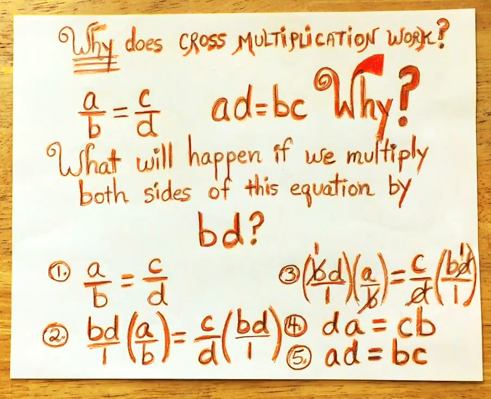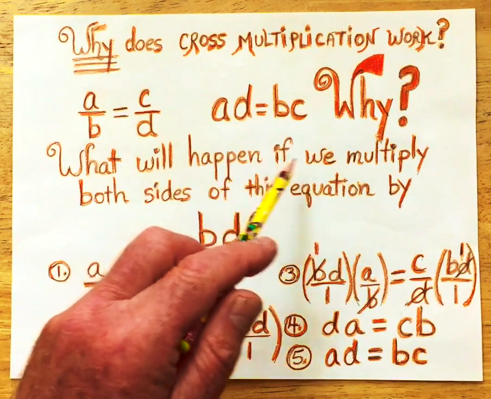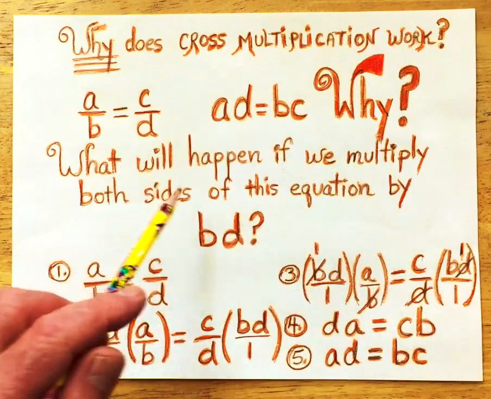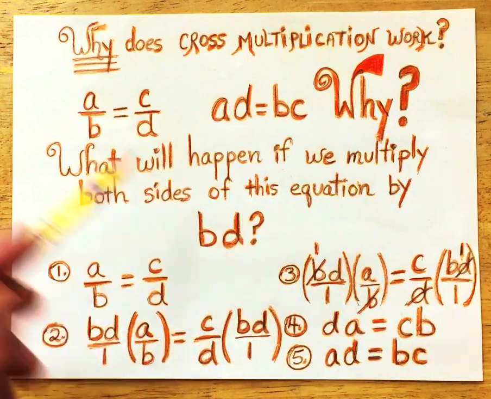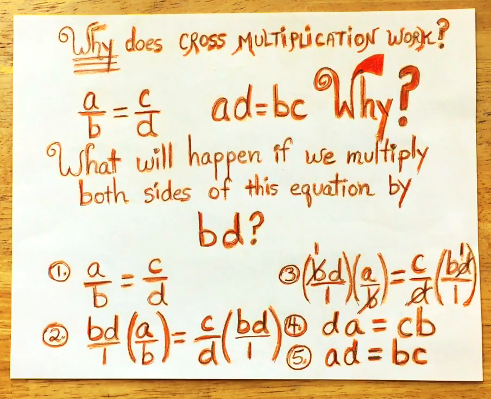Well, that's a really good question. And let's look at it. Here is what we're going to do. What will happen if we multiply both sides of this equation by B times D? B times D is the product of the denominators. Let's see what happens. Step one, I've just rewritten the proportion. And in step two, we've multiplied both sides by B times D. And let's see what that gets us.